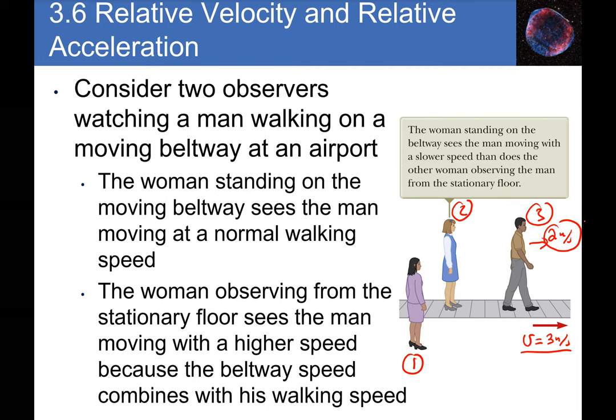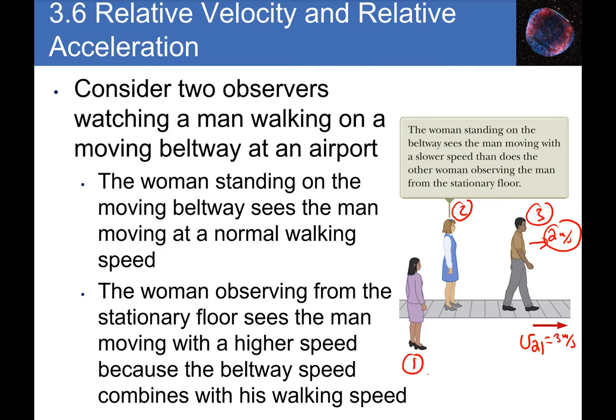That means I have to make it clear which velocity relative to which observer I'm actually giving. So here's what I'm going to do. Since the beltway is moving at the same speed as observer two, let's say the beltway is two. This is the velocity of two, person two and the beltway moving at the same speed, but relative to one, which is observer one. Velocity of two relative to observer one. That's how I make this notation: V2, velocity of two relative to one, is 3 meters per second.